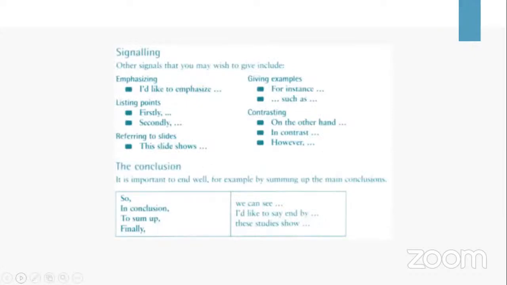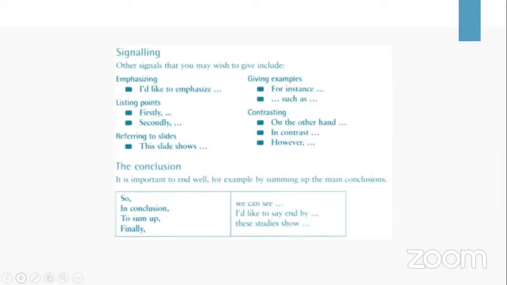Okay, signaling. Other signals that you may wish to give include emphasizing: I'd like to emphasize. Listing points: firstly, or maybe secondly. Referring to slides: these slides show. Giving examples: for instance. Or making comparisons, such as contrasting: on the other hand, in contrast, however. The conclusion: it is important to end well, for example, by summing up the main conclusions.